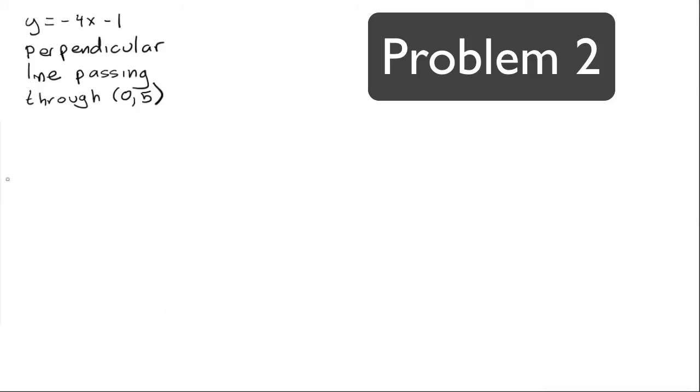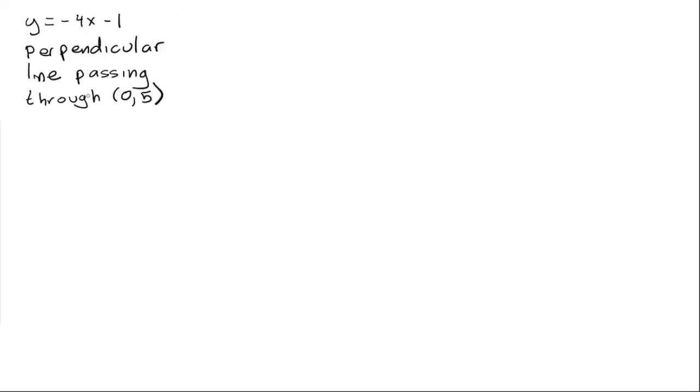So in this problem, we're trying to find the line that's perpendicular to this line and passing through the point 0, 5. The first step, just like in the previous problem, is we need to find the slope.